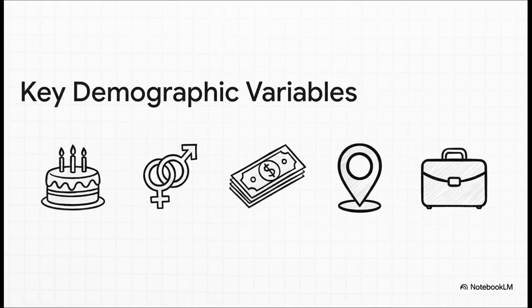These variables are the basic building blocks. Stuff like age, gender, income, location. They might seem kind of basic, but they are so powerful. For instance, a fitness apparel brand can immediately focus its efforts by targeting, say, women who are 25 to 35 and live in urban areas. This is your essential first layer.